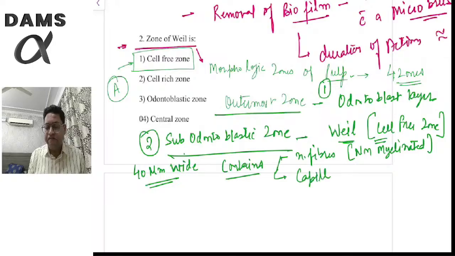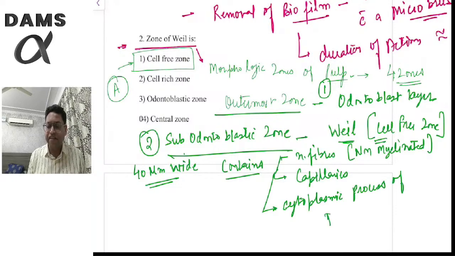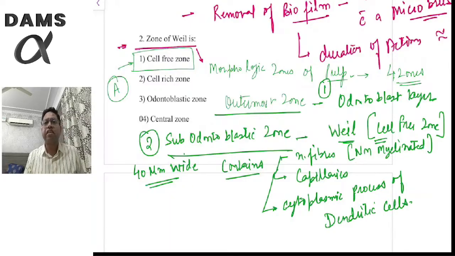Then there are blood vessels or capillaries present, and there are certain cytoplasmic processes of dendritic cells. Okay, we know that dendritic cells are the antigen presenting cells which are present in the next zone, but the cytoplasmic processes may extend. So actually no cellular elements are present, but these structures, nerve fibers, fine blood vessels, and these cytoplasmic processes are present in the subodontoblastic zone of Weil.